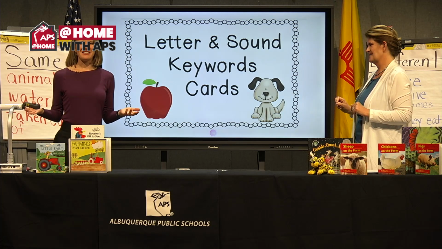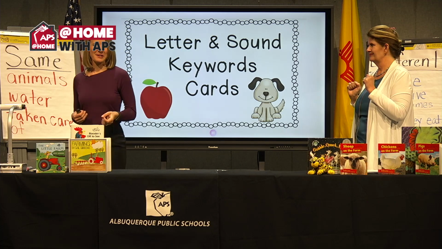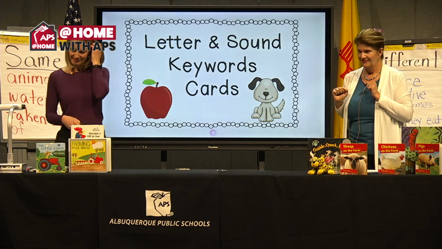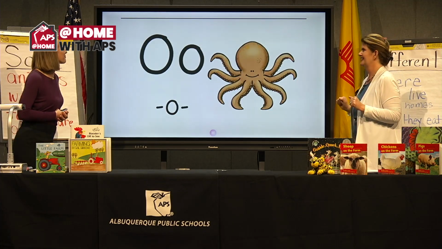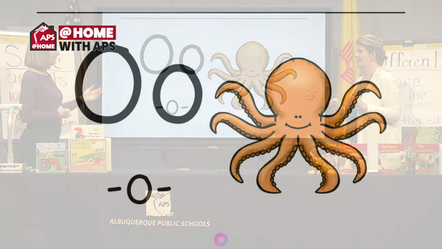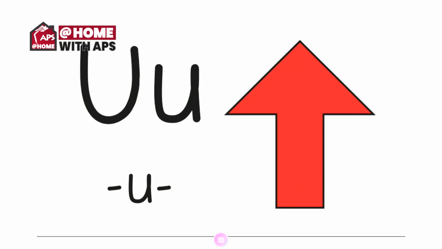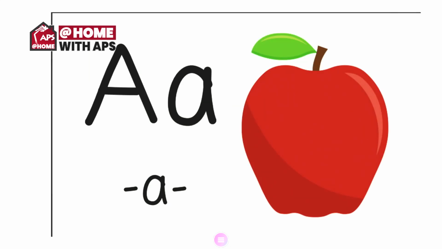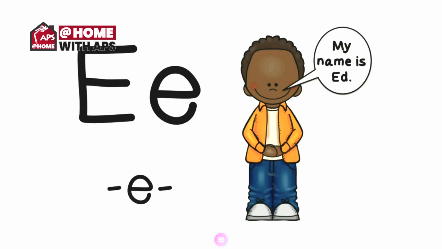Now we're going to move into connecting those sounds to letters. So let's do our letter keyword sound warm-up. Are we ready? I'm ready. Here we go. O, octopus, ah. O, octopus, ah. U, up, U, up. A, apple, ah. I, itch, I. E, ed, eh.